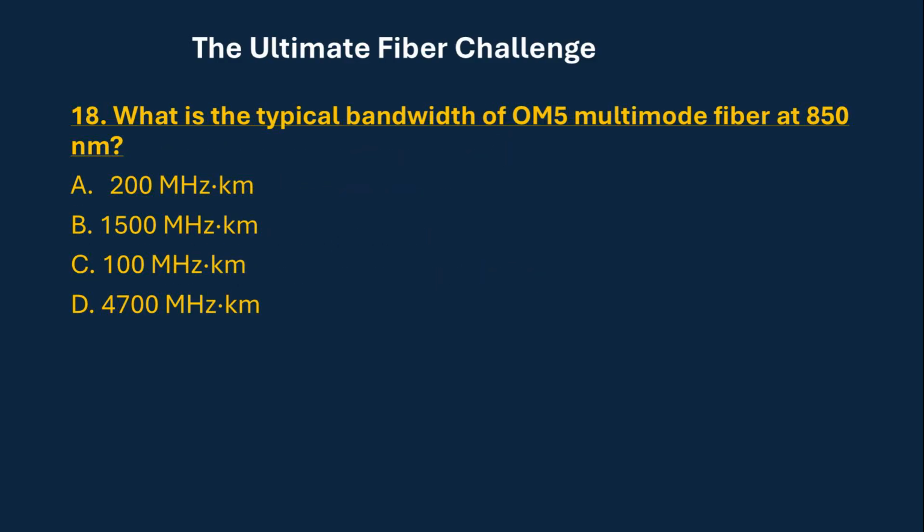18. What is the typical bandwidth of OM5 multimode fiber at 850 nanometers? A. 200 megahertz kilometer. B. 1500 megahertz kilometer. C. 100 megahertz kilometer. D. 4700 megahertz kilometer. The correct answer is D. The typical bandwidth of OM5 at 850 nanometers is 4700 megahertz kilometer.